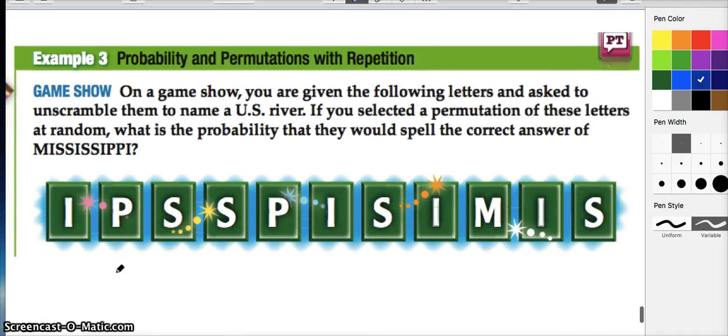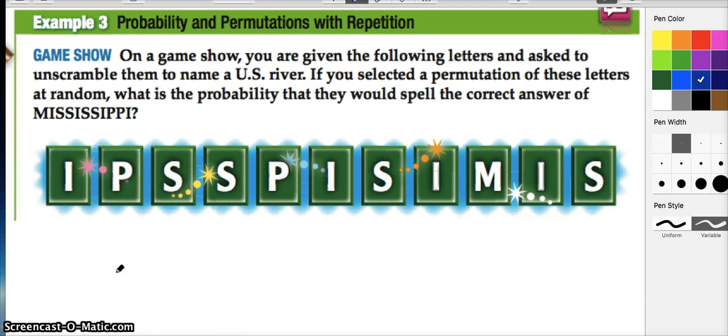Let's use it in this next problem. On a game show, you are given the following letters and asked to unscramble them to name a U.S. river. If you selected a permutation of these letters at random, what is the probability that they would spell the word Mississippi correctly? So the first thing we should do is establish our sample size, right? So there's one way to spell Mississippi.